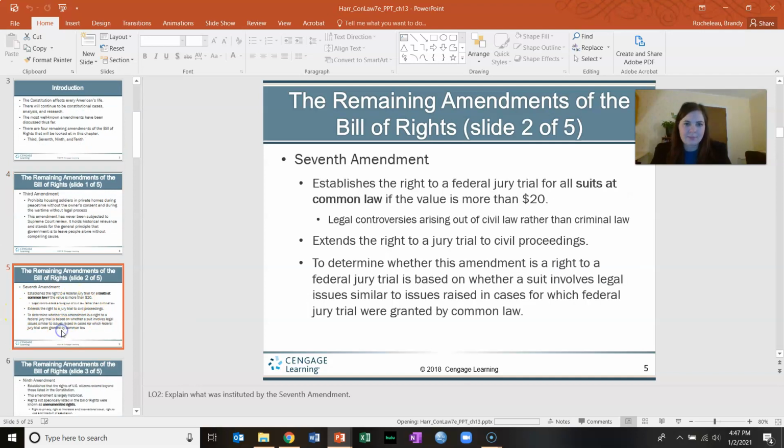The 7th Amendment establishes you have the right to a jury trial for all lawsuits if the value is more than $20. So that's a little dated. It extends the right to a jury trial to civil cases, and it helps determine federal jury trials in the process.